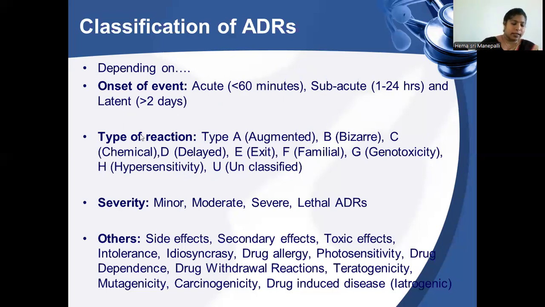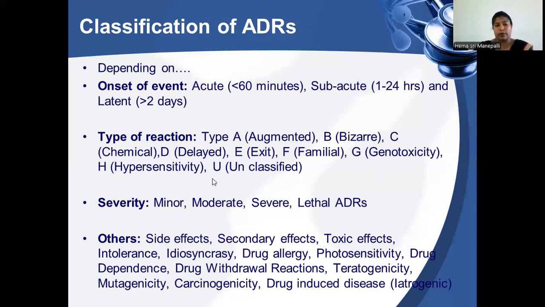Next, type of reaction. Here we have several types. Type A we call augmented reaction. Type B is bizarre reaction. C is chemical. D represents delayed. E represents exit, and F is familial. G is genotoxicity. H is hypersensitivity.